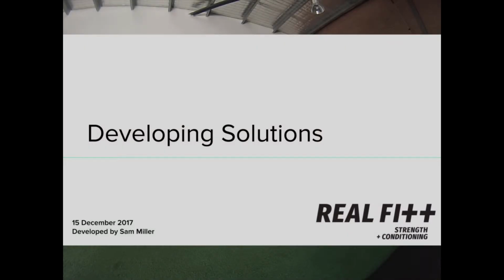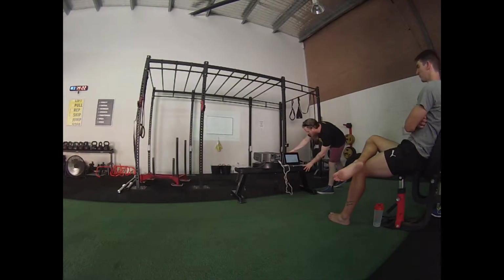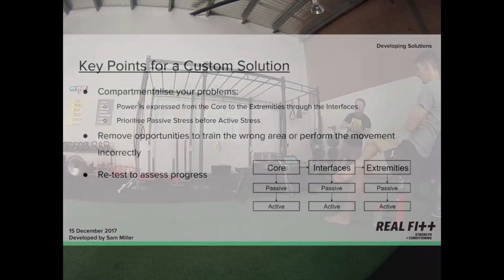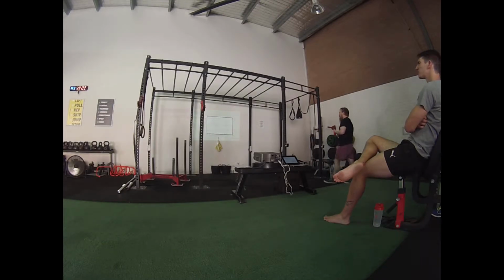This is the custom solution part of it. Key points for a custom solution. Compartmentalizing problem. We talked about it before. Start with the macro, work your way down to the micro. We said earlier, power is expressed from the core to the extremities through the interfaces, right? And that's going to inform the order in which we start to look at problems.